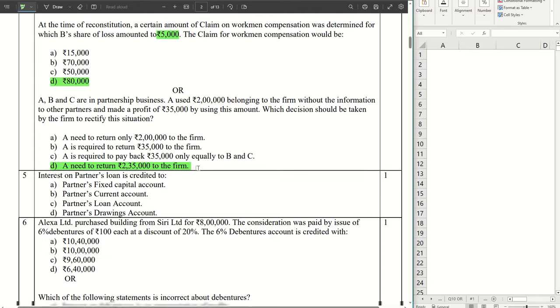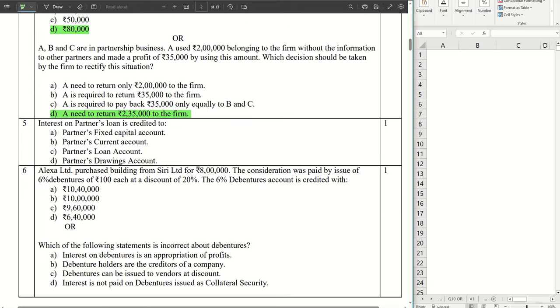Alright, let's move on to the next one that we have. Number 5, interest on partner's loan account is credited straight away to the partner's loan account itself. No confusion should be there with this. That is the rule. It is credited to the partner's loan account itself, not to the capital account, not to the current account, and not to the drawings account. You should have clarity of concept regarding this.